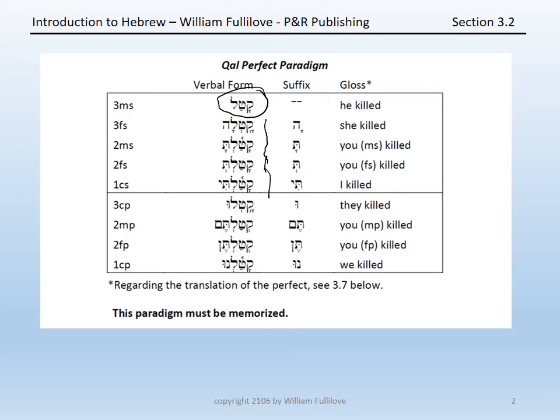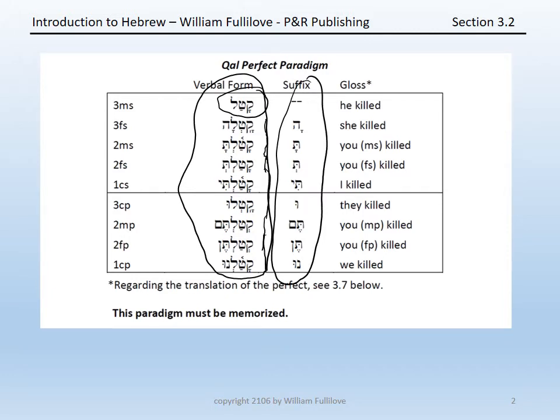In the plural, you have katalu, they killed. Kutaltim, you, masculine plural, killed. Kutaltin, you, feminine plural, killed. And katalnu, we killed. Together, these forms make the Qal Perfect paradigm. This is a paradigm you will need to memorize and be able to reproduce at any point. You notice that there's a clear suffix that indicates each of these forms.